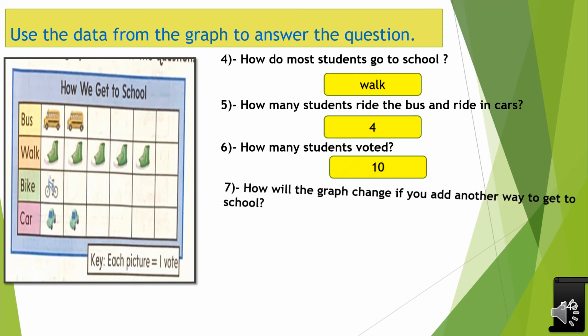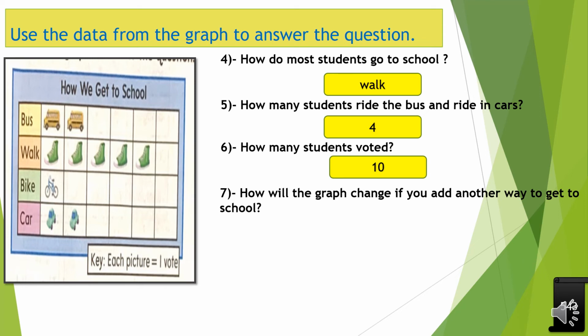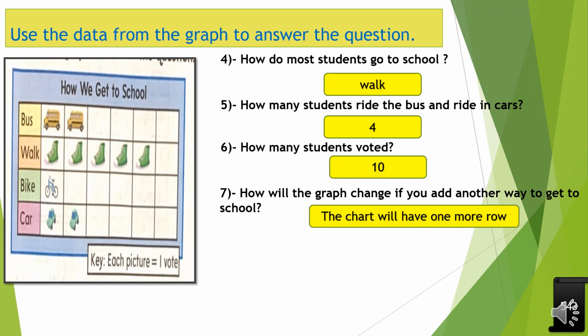Question number 7. How will the graph change if you add another way to get to school? If we add another way in this chart, we will have an additional row. The chart will have one more row.